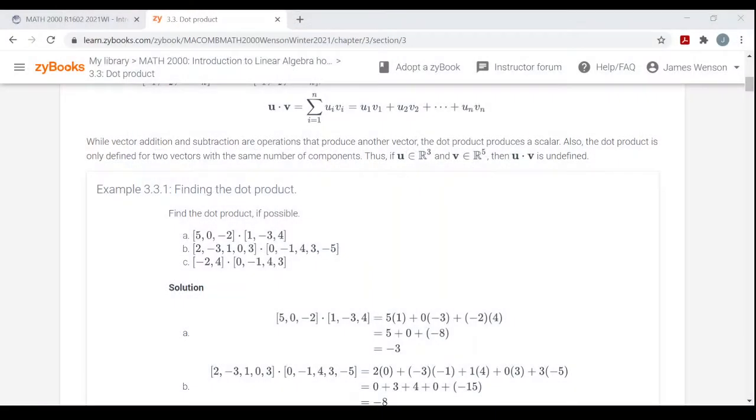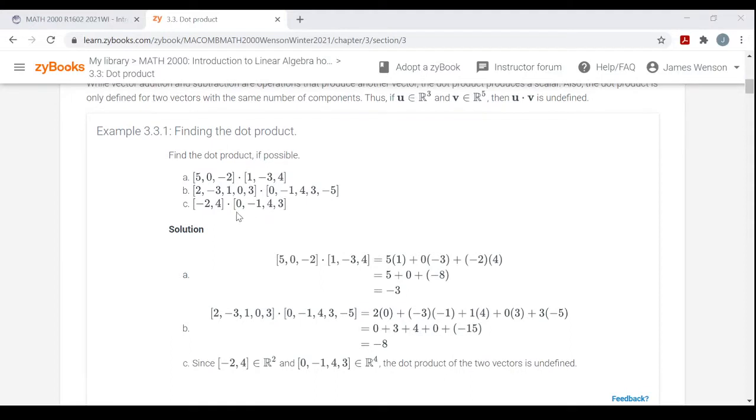All right, so now you can read example B here. You have a vector with 5 components, dot product with another vector with 5 components. So you're multiplying the first components plus the product of the second components plus, all the way up to the product of the 5th components, and then adding those numbers up.